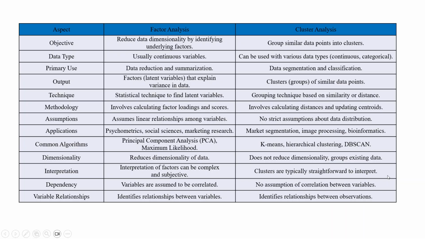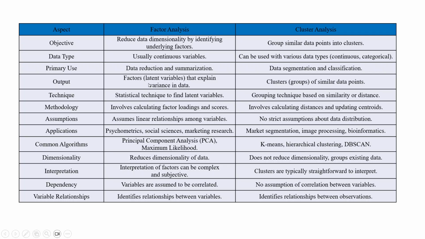Now, what is the difference between factor analysis and cluster analysis? We start with the objective. Factor analysis is used for reducing the data dimensionality by identifying underlying factors. Cluster analysis groups similar data points into clusters. Data type: usually continuous variables are used in factor analysis. Cluster analysis can be used with various data types, such as continuous as well as categorical. Primary use: data reduction and summarization for factor analysis. This is data segmentation and classification.